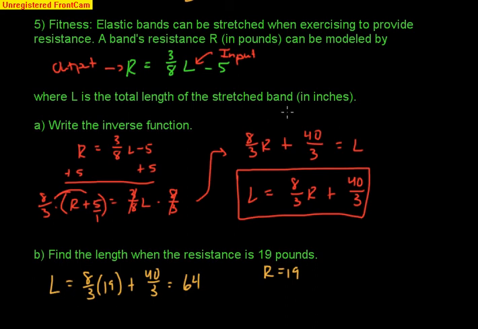And the label is inches because that's what length is. Length of the stretched band in inches. So if the resistance is 19 pounds, that means your elastic band is stretched out 64 inches. And if you think about feet, 60 inches is 5 feet. So that's pretty far. So there we go. That's finding an inverse in a word problem.